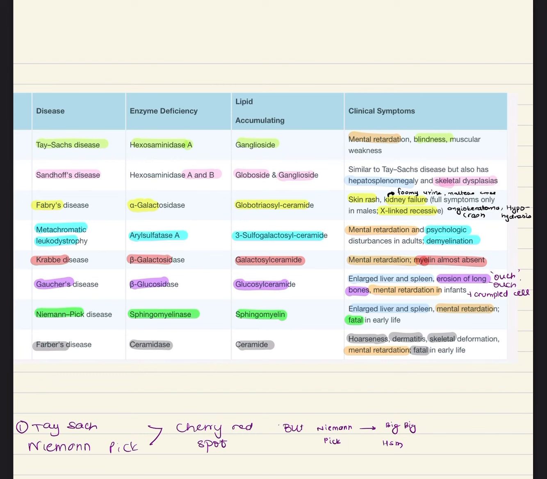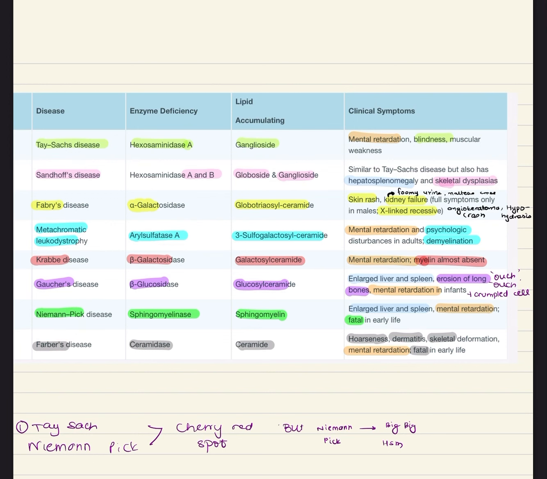Next is Farber's disease. Farber's is because of ceramidase, and what is accumulating is ceramide. Now remember that ceramide we use in all beauty products and everything. So that is going to cause dermatitis, because the skin will dry and break down, so there will be dermatitis. There will also be hoarseness. If somewhere there is hoarseness of voice, think about Farber. Farber sounds like someone saying something very hoarsely.